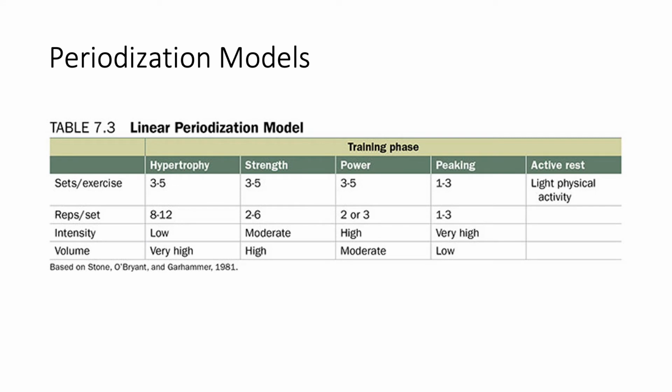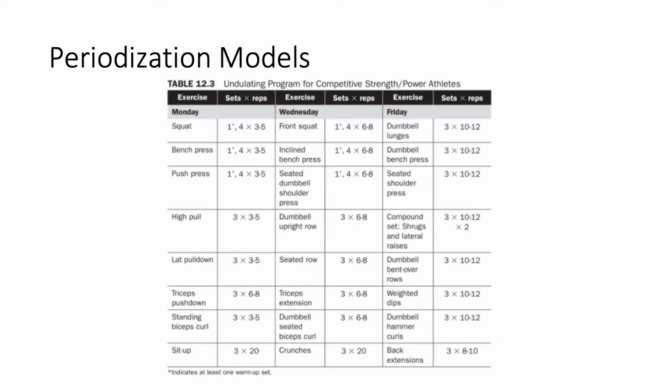Here we can see the structure of a linear periodization model. You can see the progression of intensity from low to high, with volume going from very high to low. Remember that this type of training may be more suitable for novice or beginner athletes. This next example is an undulating periodization model. Here you can see that on Monday, the training focus is power, Wednesday's training focus is strength, and Friday's training focus is hypertrophy.